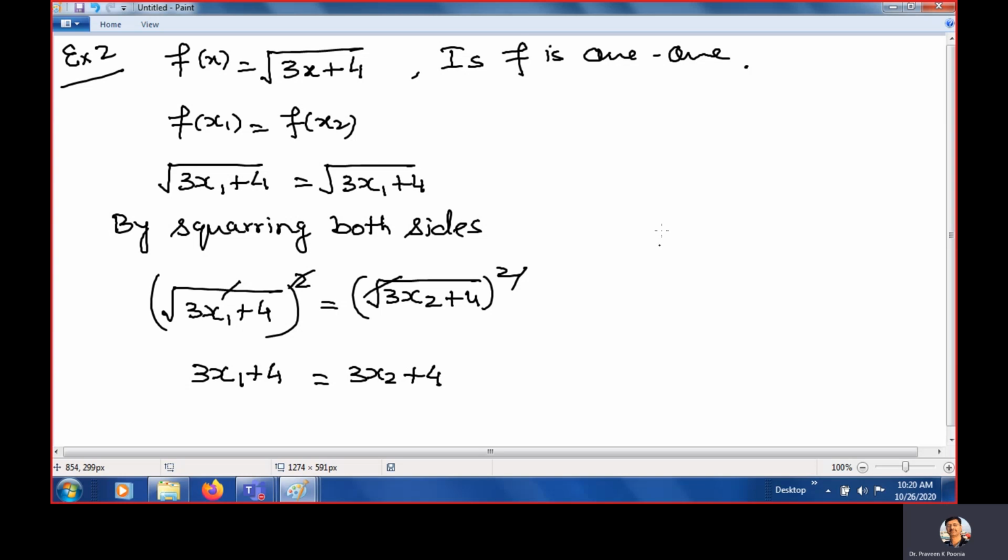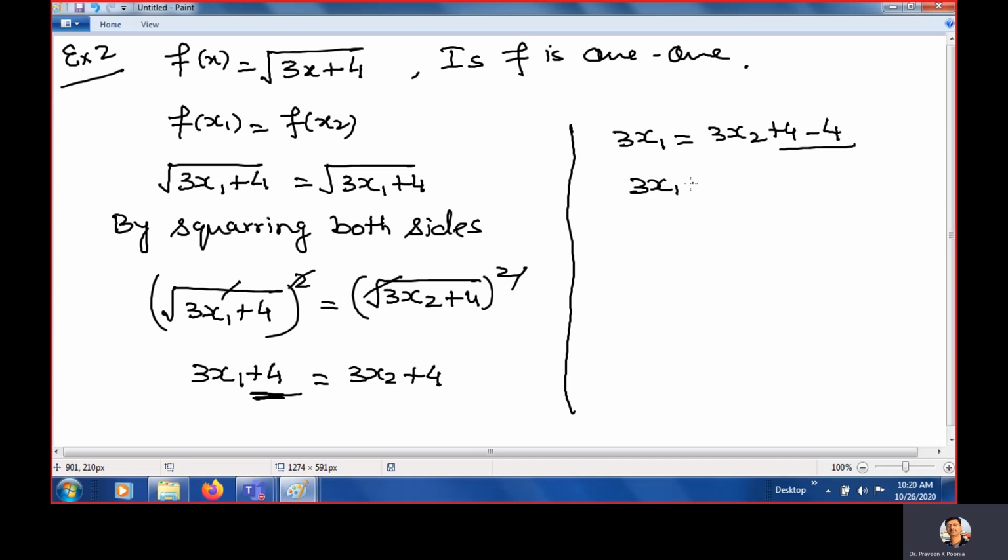This is clear. So how much are we getting now? The same as the previous example. 3x1 equals 3x2 plus 4, and shift this plus 4 to this side. It is minus 4. So this is finished. We get 3x1 equals 3x2. Now you need to remove this 3, so we divide both sides by 3. This 3 is cancelled by this 3. We are getting x1 equals x2.